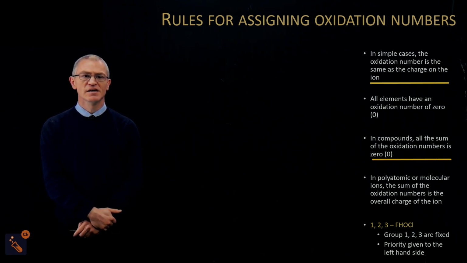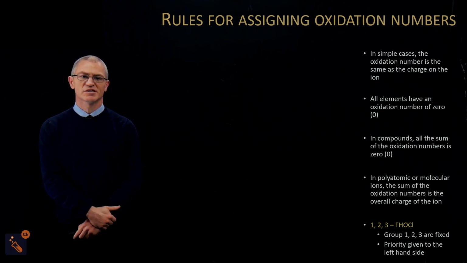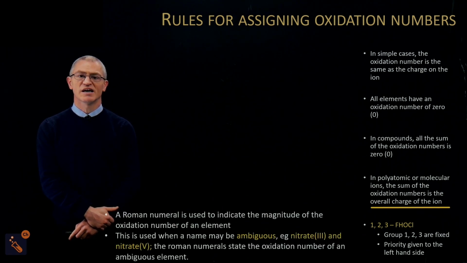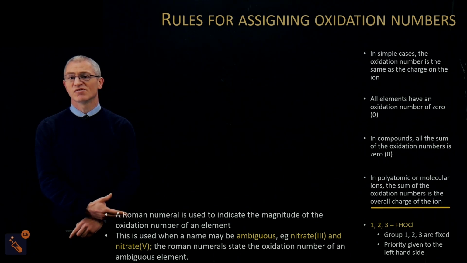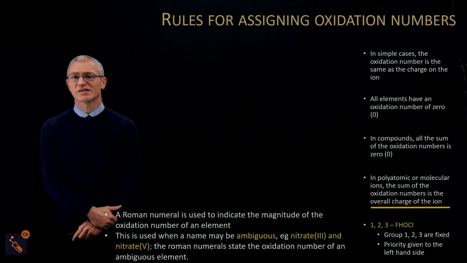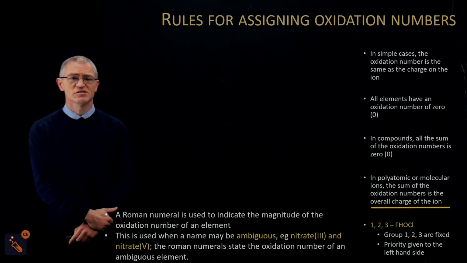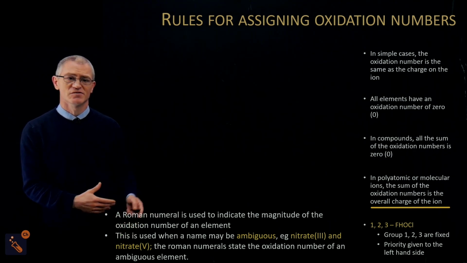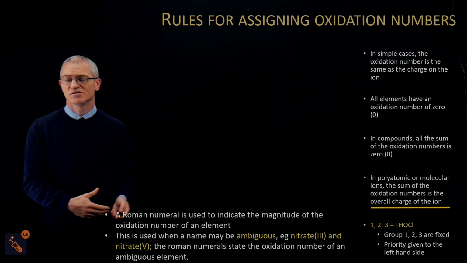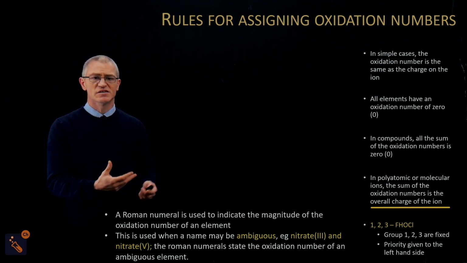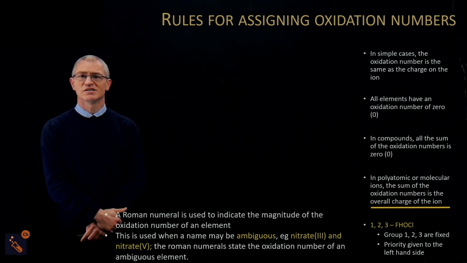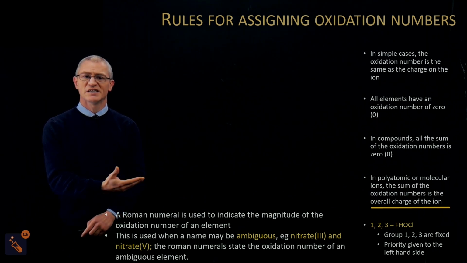Now, if we look here, we can see polyatomic ions. So how do we do this? Polyatomic ions are going to include a rule. The rule that we're going to look at also is the Roman numeral. A Roman numeral is used to indicate the magnitude of the oxidation number of an element. This is used when it may be ambiguous. For example, lots of elements like nitrogen, like chlorine, can have changeable oxidation numbers.